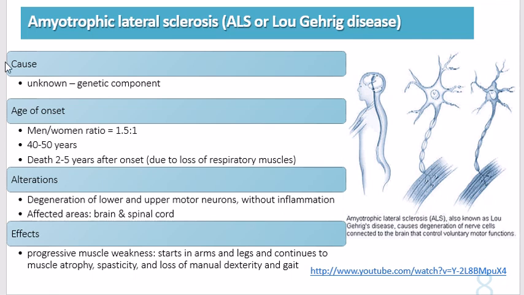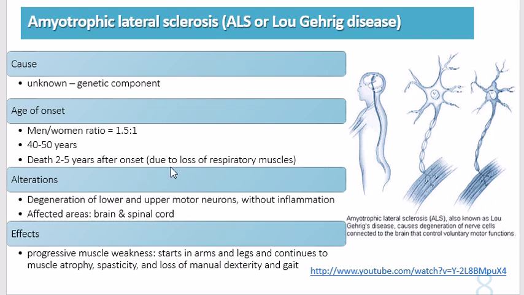The cause of ALS is really unknown. It's suspected that maybe there's a genetic component. Men are more likely than women to be affected by ALS, and age of onset is commonly between the ages of 40 and 50. But what's very sad is that death occurs usually within 2 to 5 years after onset. The reason for this is usually the loss of respiratory muscles, but I'll get back to that shortly.